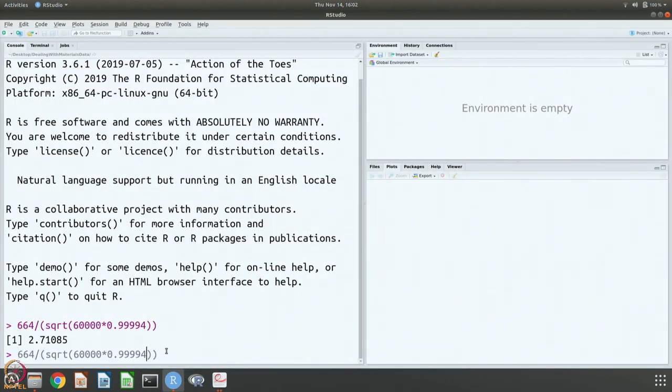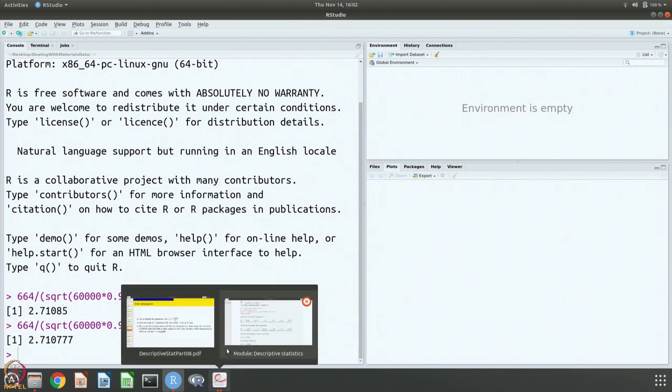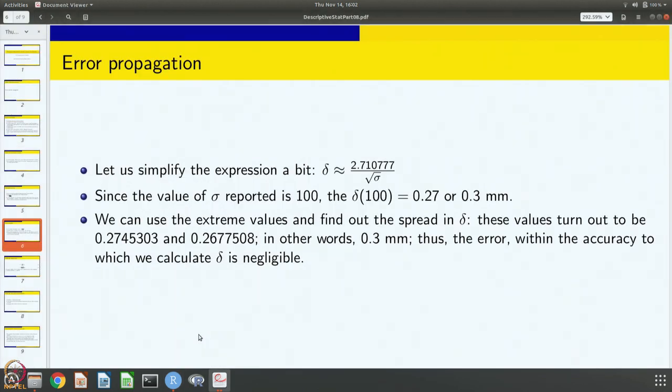Sorry. So, 2.71077, and that is the value that is given here. So, that is divided by root sigma is the expression for delta. Now, the value of sigma is reported as 100. So, if you calculate delta for 100, you get 0.27, or it is 0.3 millimeter.